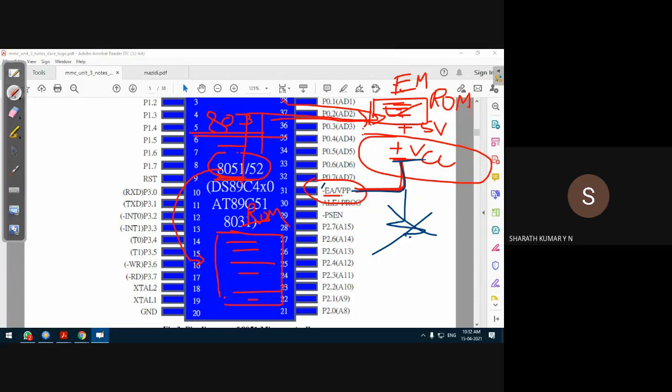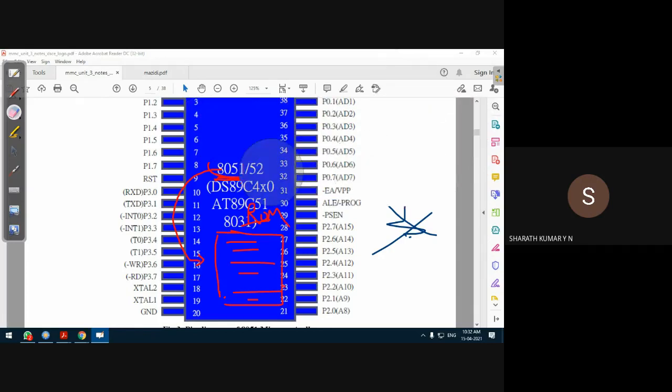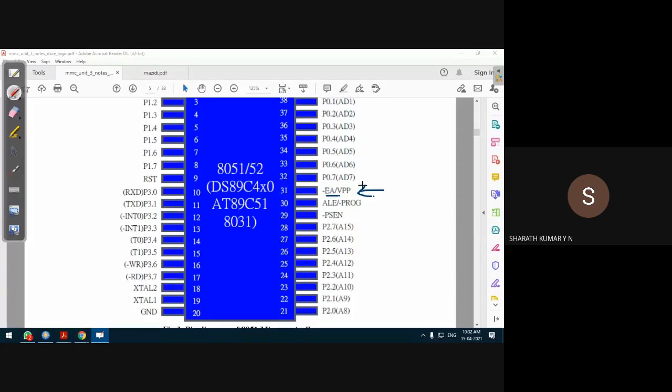So this pin is called the external access pin. I hope that's somewhat clear. That is the significance of the external access pin. As the name suggests, it will trigger the microcontroller to access the external memory. And this is the input pin. Sorry, in the beginning I said it wrong. It is an input pin, not an output pin. That is, we have to connect VCC or ground, depending on the requirement.